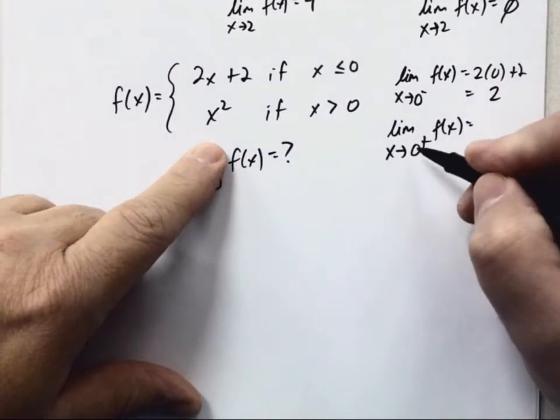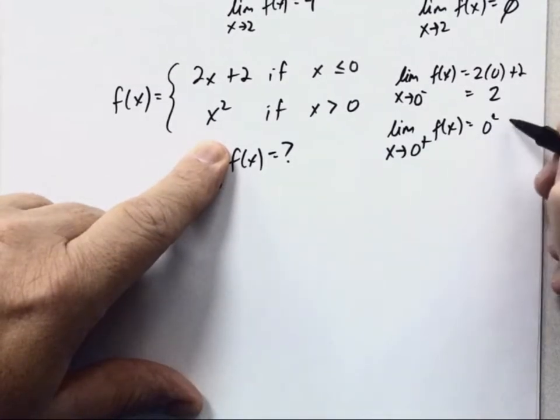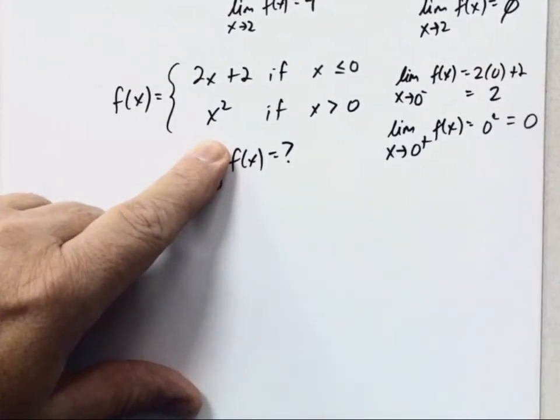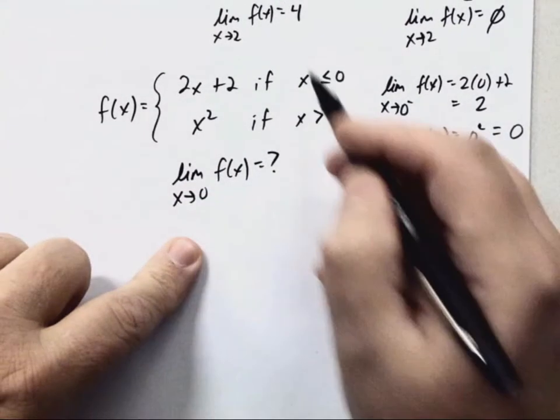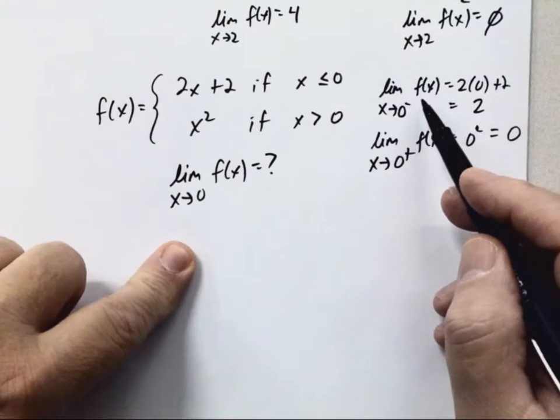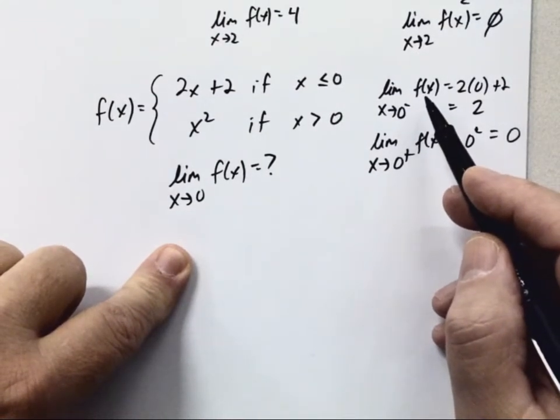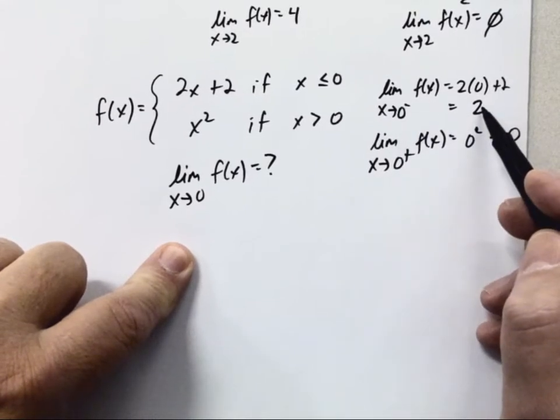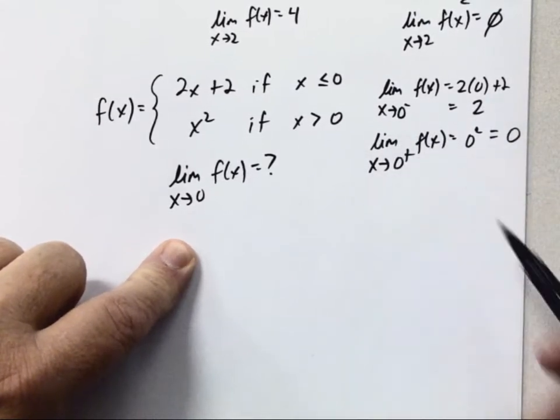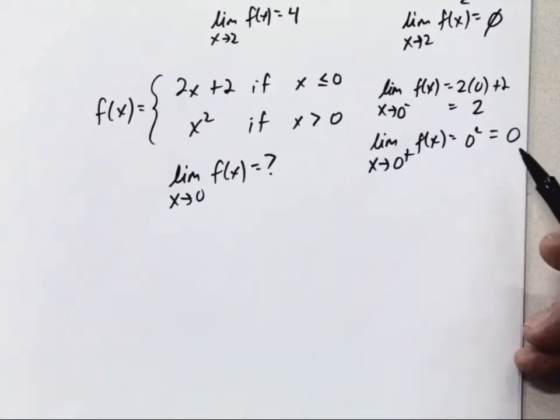And I go ahead and plug in my number for x, plug in 0, and you get 0 squared equals 0. So you notice for this function here, when you approach x equals 0 from the low side, the function is 2, but when you approach x equals 0 from the high side, the function is 0.